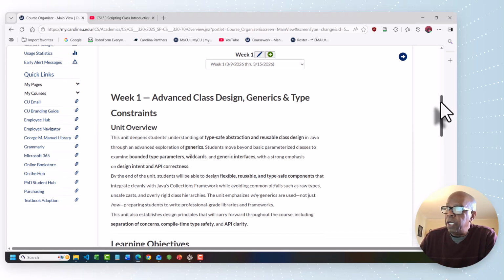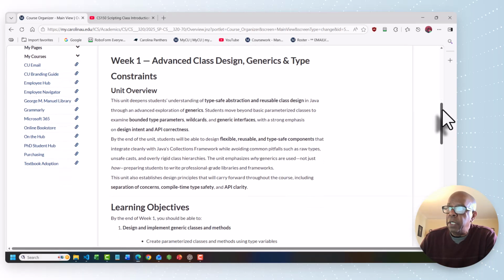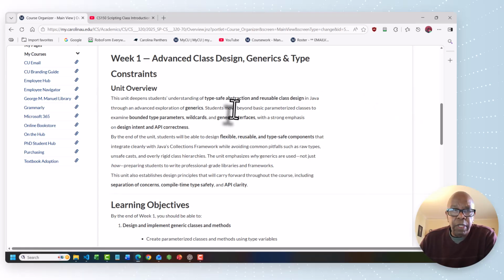What we're going to be doing in week 1 with advanced OOP, I just want to go through the overview of the unit. The unit is going to deepen your understanding of type-safe abstraction. You'll be deep diving into what that means. I'm just going to name it here and lay it out there, that anything here that you don't understand, you will understand by the end of the 7 weeks.